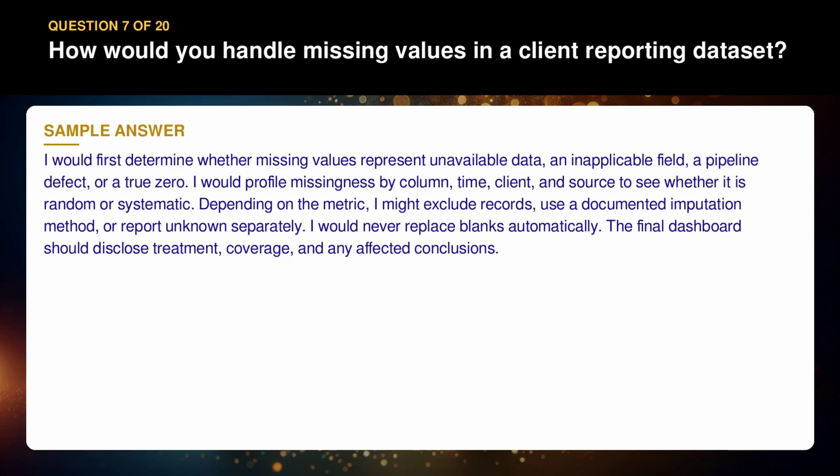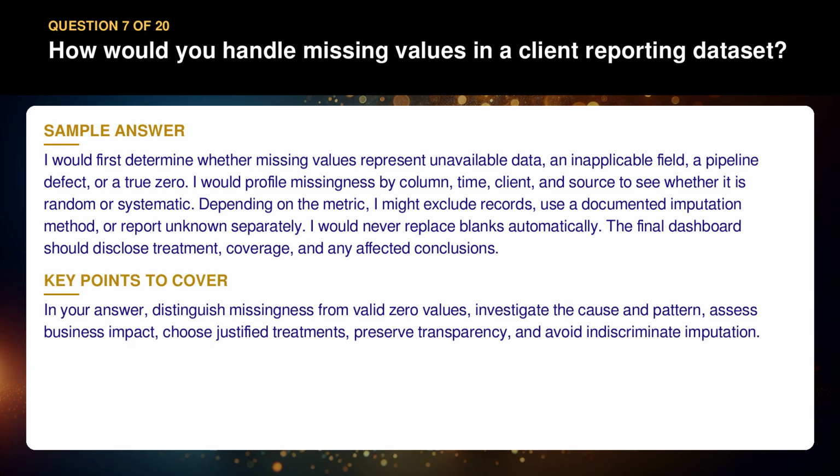Depending on the metric, I might exclude records, use a documented imputation method, or report unknown separately. I would never replace blanks automatically. The final dashboard should disclose treatment, coverage, and any affected conclusions. In your answer, distinguish missingness from valid zero values, investigate the cause and pattern, assess business impact, choose justified treatments, preserve transparency, and avoid indiscriminate imputation.